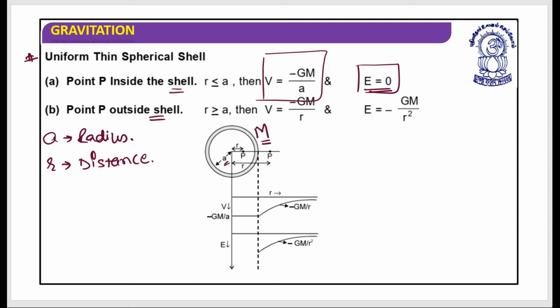When I'm talking about the point P outside the shell, then this potential could be written as minus of GM by r, and the gravitational field will be equal to minus of GM by r square.